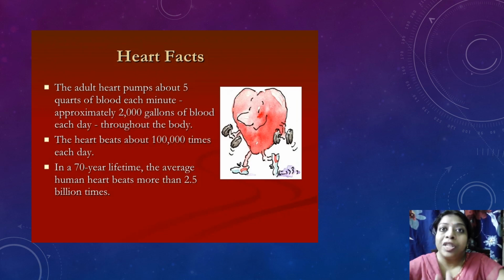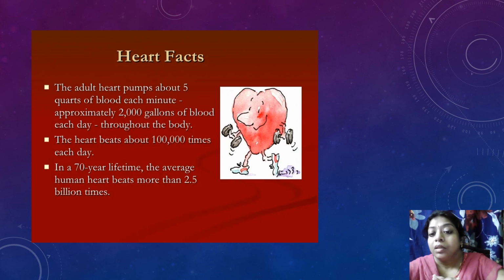This deoxygenated blood needs to be purified. The deoxygenated blood consists of carbon dioxide, and this deoxygenated blood has to be purified, and the purification can be done only by the lungs. So here the deoxygenated blood goes to the lungs for oxygenation or for the purification process.